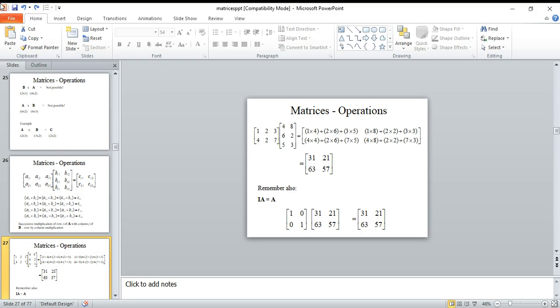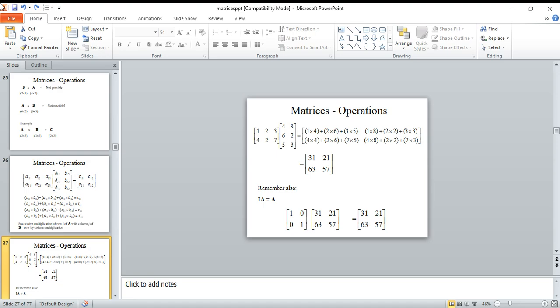Second row with first column: 0 into 31 is 0, 1 into 63 will give 63. Second row with second column: 0 into 21 is 0, 1 into 57 is 57. That means I into A equals A.